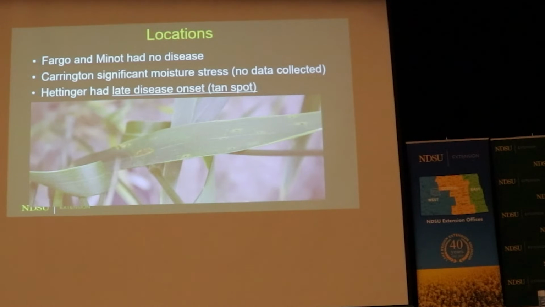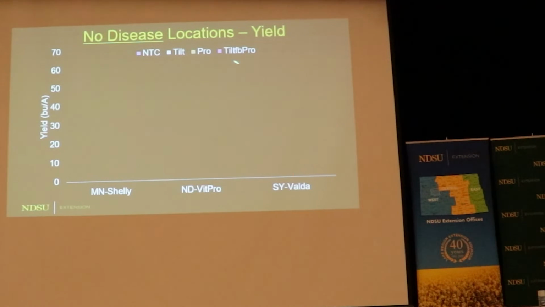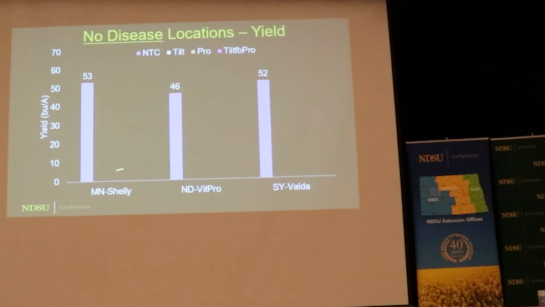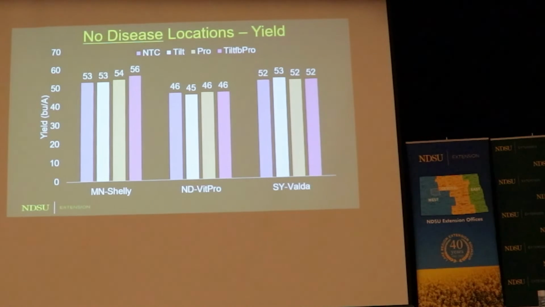But in Hettinger, we had a very late disease onset of tan spot. And when this tan spot came in, it was probably around the flowering stages as I was moving up into the canopy. So to break this data set down from this past year, I looked at the yield response from these no disease locations, being Fargo and Minot. Each variety on the bottom here: non-treated control, Tilt application, Prosaro, Tilt followed by Prosaro. Guess what type of trend we're seeing? Low disease risk, not seeing much of a yield response no matter what variety we're throwing at it.